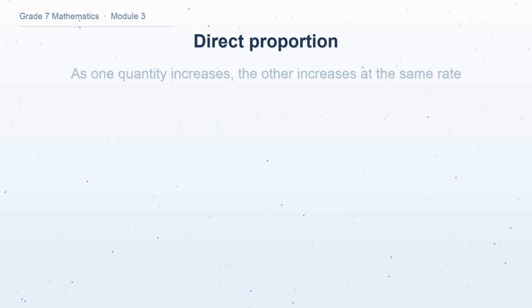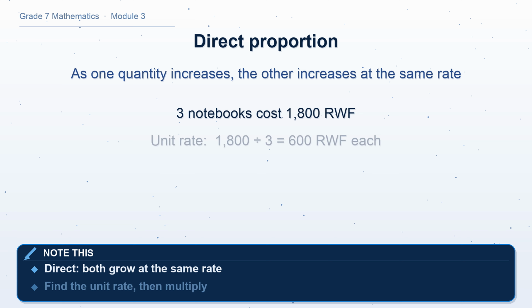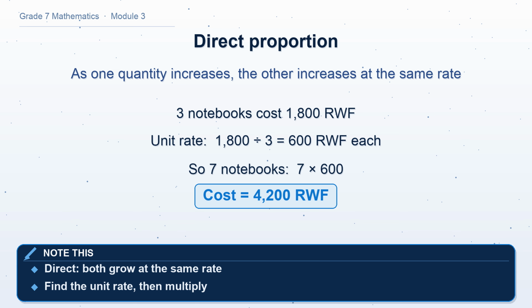2 quantities are in direct proportion when they increase together at the same rate. If you double one, the other doubles too. Suppose 3 notebooks cost 1,800 francs. The quickest method is to find the unit rate. The cost of just one, 1,800 divided by 3, is 600 francs each. Then 7 notebooks cost 7 times 600, which is 4,200 francs. Find the value of one and you can scale up to any amount.